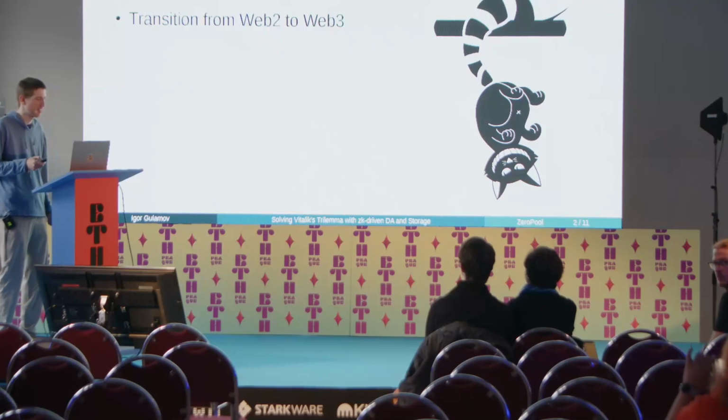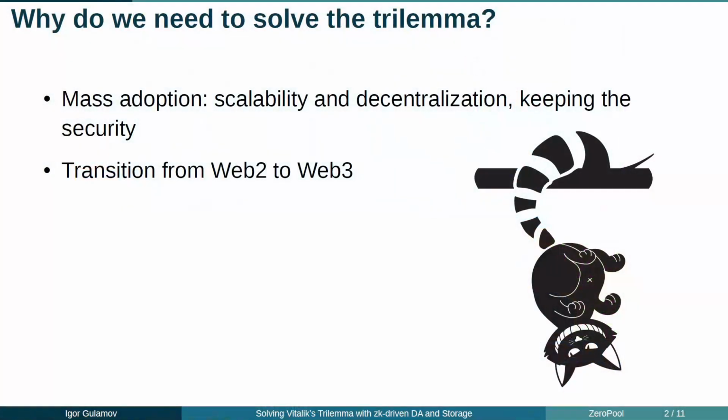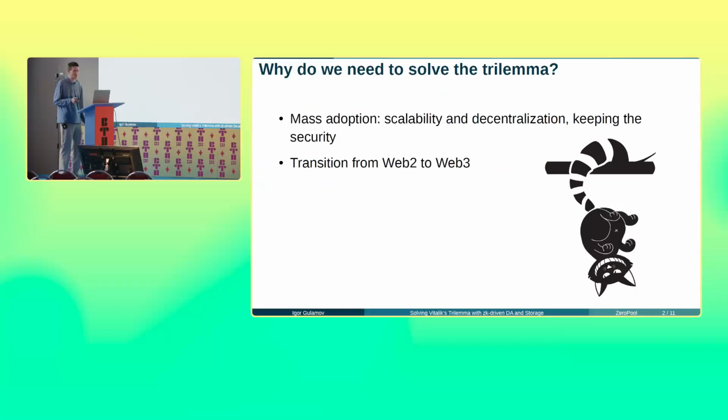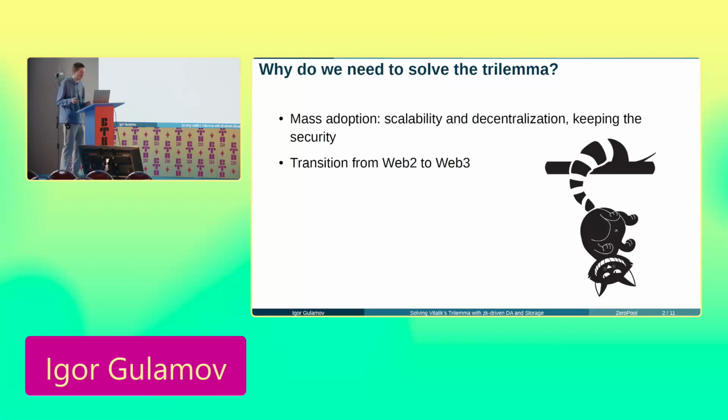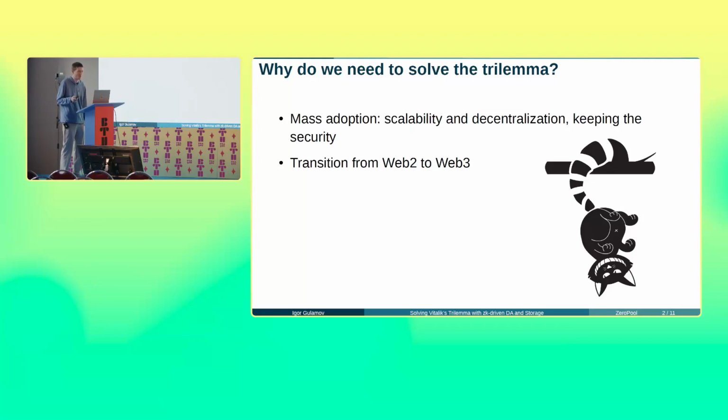Why is the solution of Vitalik's trilemma important? Because we need scalability for mass adoption, especially for migrating from Web 2 to Web 3. You know solutions like Farcaster, which need a lot of storage, transactions, and so on, at very low costs. So that's why we need the solution of Vitalik's trilemma, to make other, heavier solutions possible, not only decentralized Twitter, but decentralized Instagram, Facebook, and maybe YouTube.